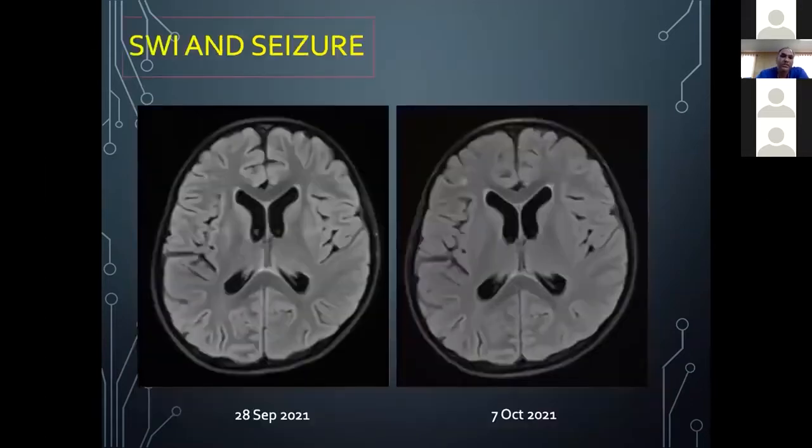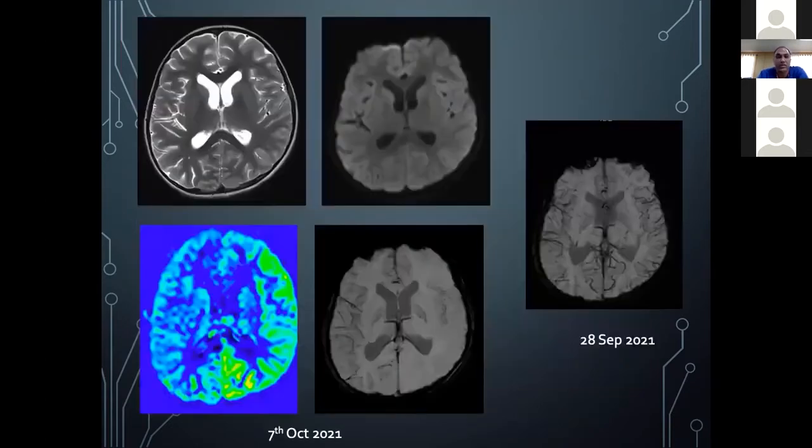And there's another aspect of using susceptibility weighted imaging. This is a very interesting case, which we saw just a couple of weeks back. This patient got admitted. He was having a medulloblastoma. And you can see these are two scans done on 2 different days. So on 7th October, he had a seizure, and after that, this study was done. And you can barely see anything; there's hardly any difference in the 2 flare images. One is on 28th September, before the seizure, and this is after the seizure.